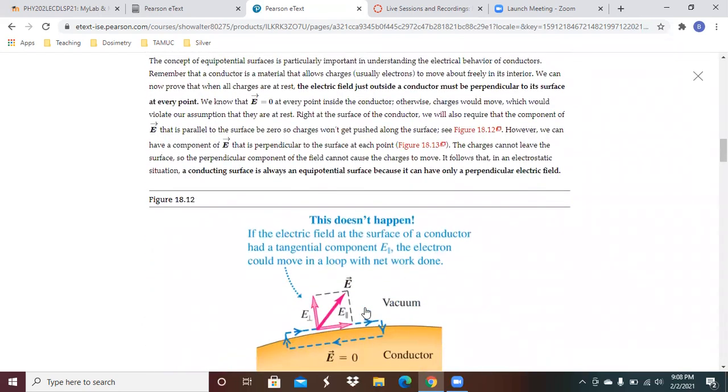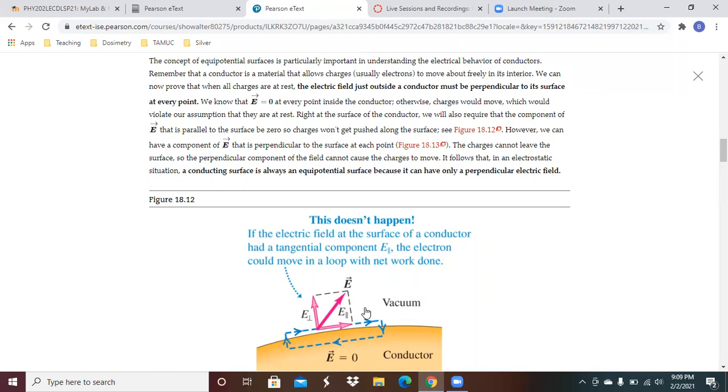So this concept of equipotential surfaces is particularly important in understanding the electrical behavior of conductors. Remember that a conductor is a material that allows charges, usually electrons, to move freely about in its interior. We can now prove that when all charges are at rest, the electric field just outside a conductor must be perpendicular to its surface at every point.